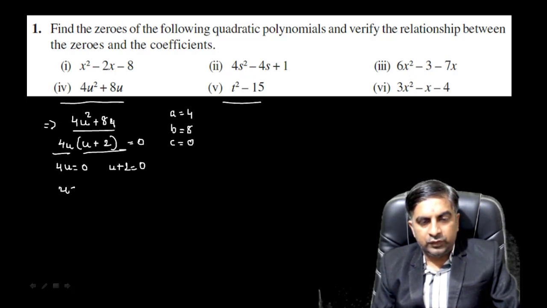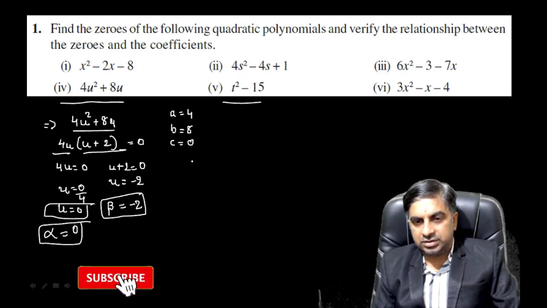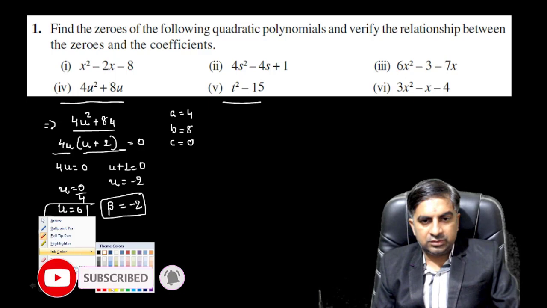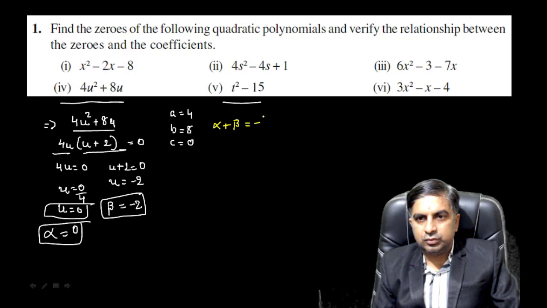So your u will be 0 by 4. 0 by 4 means u is equal to 0, means alpha equals 0. Now for beta, u equals plus 2 on that side will become minus 2. So your beta will be equal to minus 2. So alpha and beta. Now you need to check the relationship. Let me use another color so that will help. Guys, look here. Alpha plus beta should be equal to minus b by a. So 0 plus minus 2. Okay, 0 plus minus 2. So directly we can say minus 2.